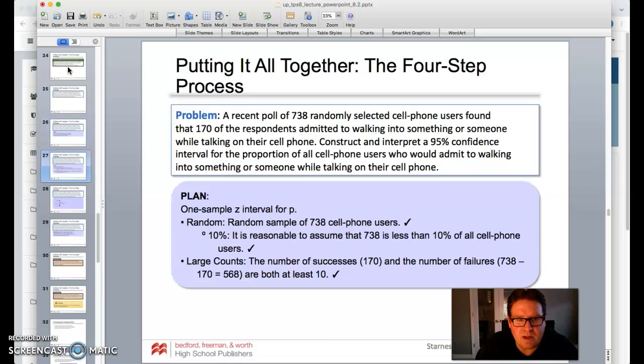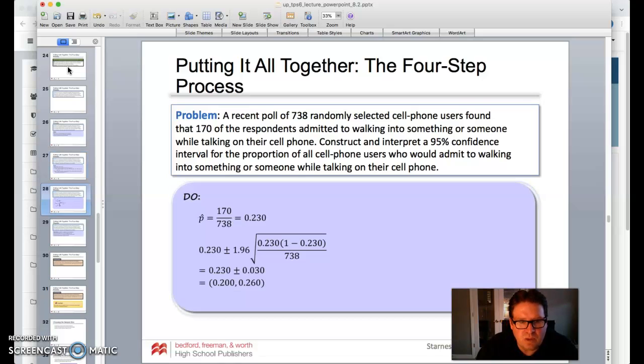All right, now we go on to the plan. One-sample z interval. We're going to check that it is random, that 738 is less than 10% of all cell phone users, and the large counts condition: the number of successes and the number of failures are both at least 10, and we got that, so that's all good.